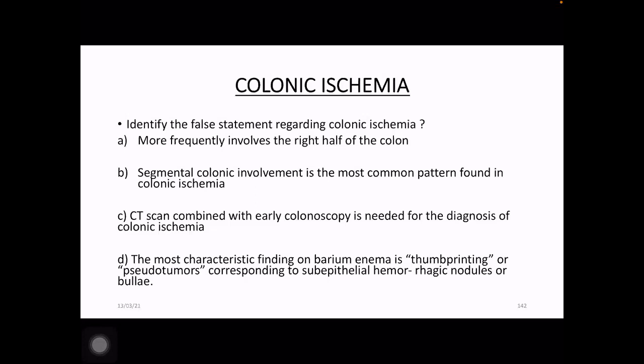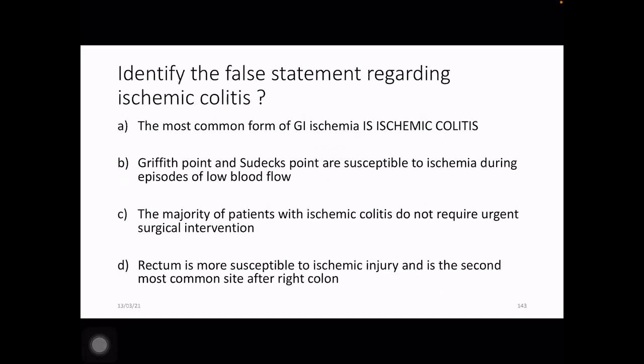False. No, it is true. So early colonoscopy should be done carefully, and in the colonoscopy you can see areas of hemorrhagic necrosis interspersed between the normal mucosa, and CT scan will show colonic wall thickening with pericolonic fat stranding. The most characteristic finding on barium enema is thumb printing or pseudotumors. True or false? True. Fine. So the first option is false.